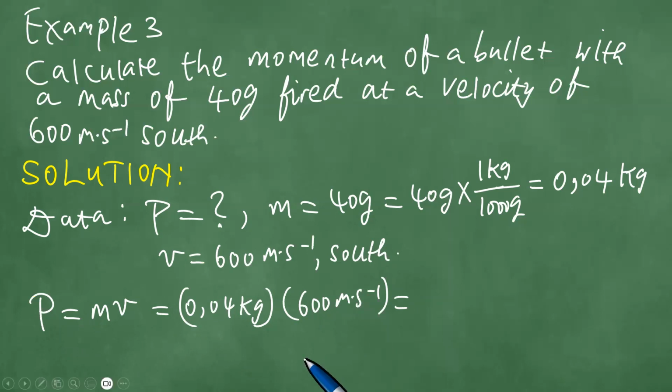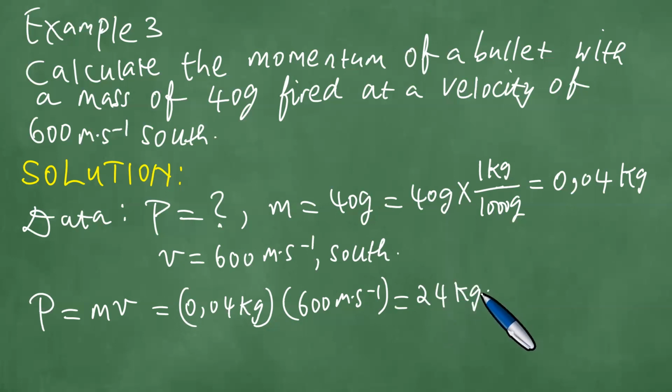And now, in the end, we have 24. Yeah, we have the calculation. What do you get if you calculate? It's 24. Well done. That is the correct answer. So it is 24 kilograms meters per second.